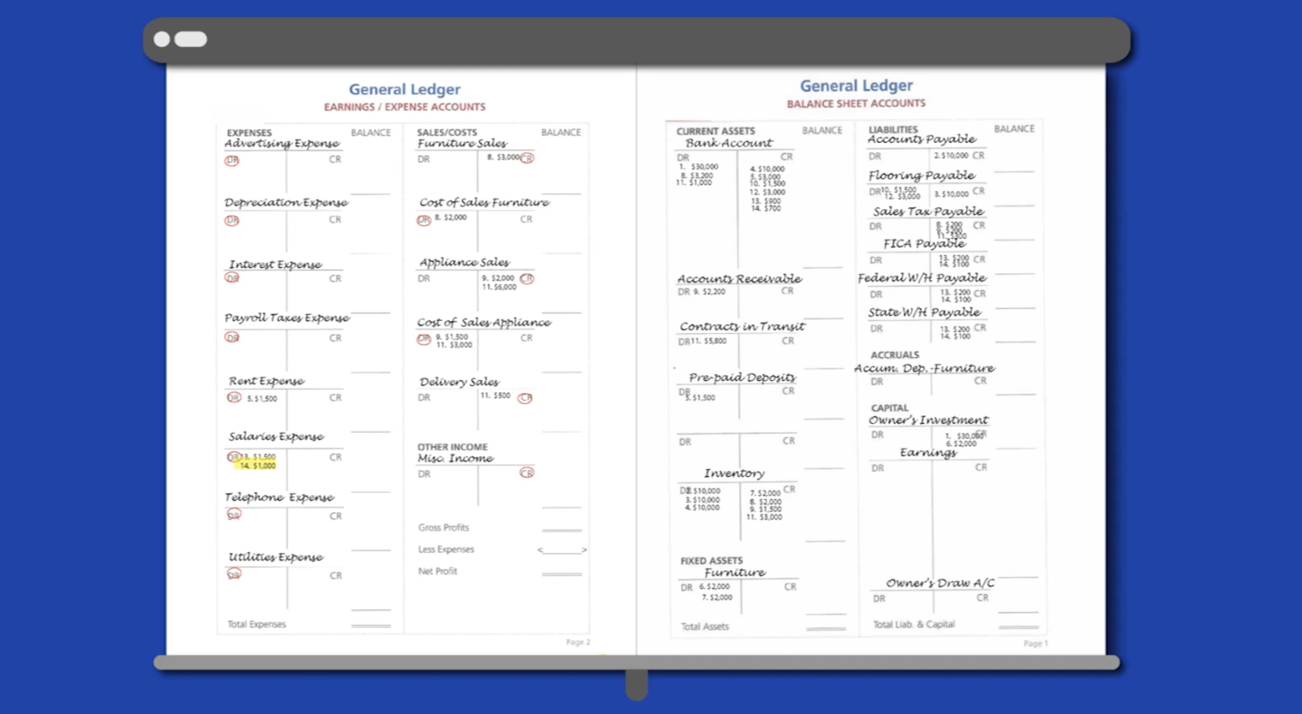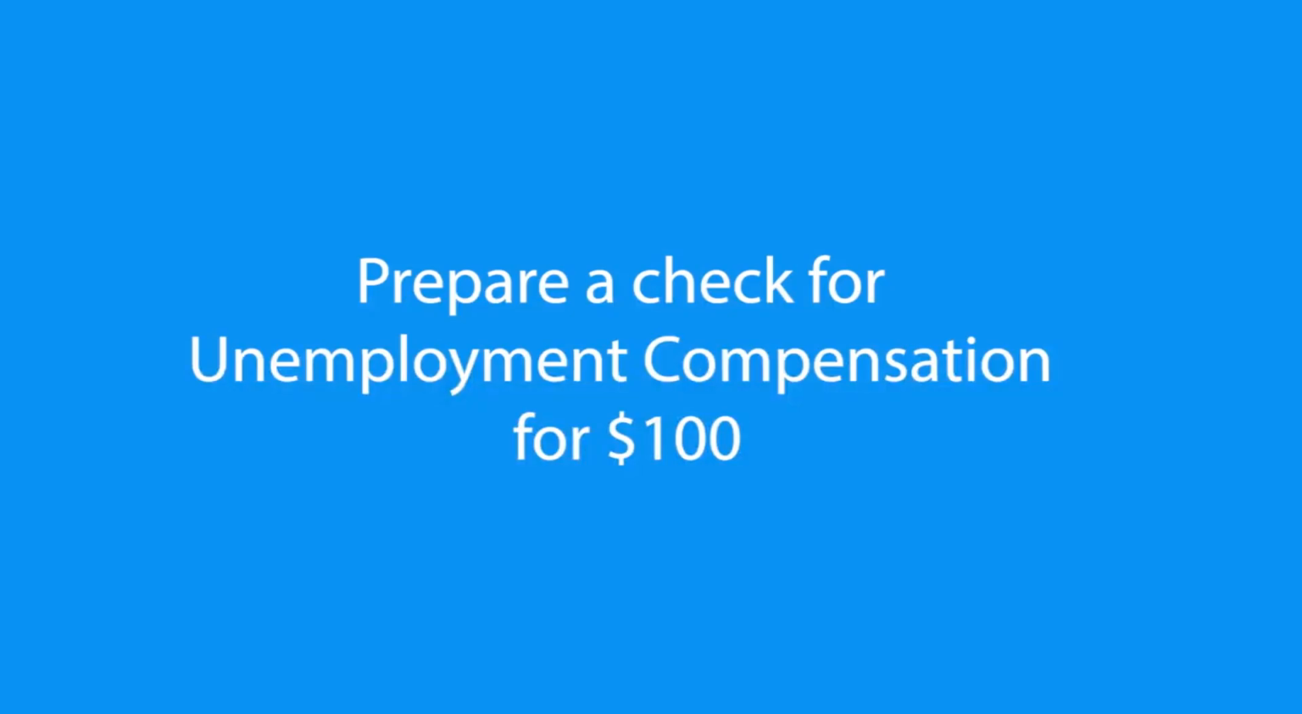Now we're going to write a check for $100 to pay unemployment compensation tax. Whose burden is unemployment compensation tax? Is it the employer's or the employee's? Employers. The employee does not participate in unemployment compensation tax. So we're going to write the check for $100 to pay it off.